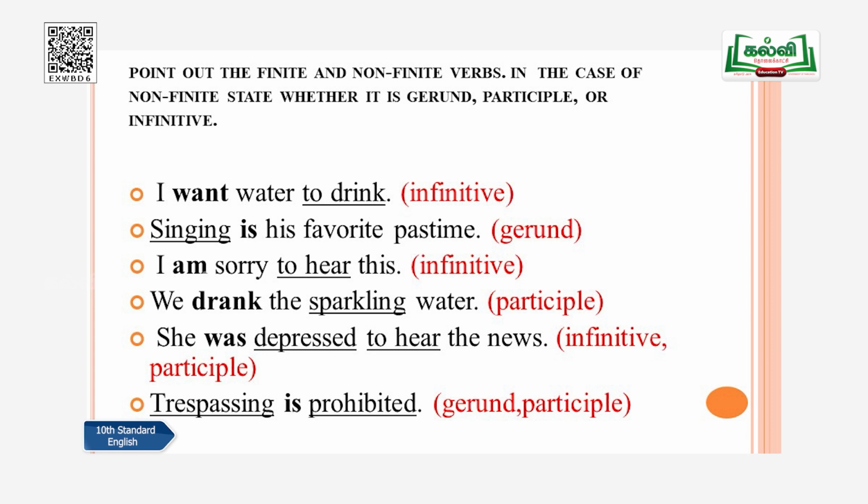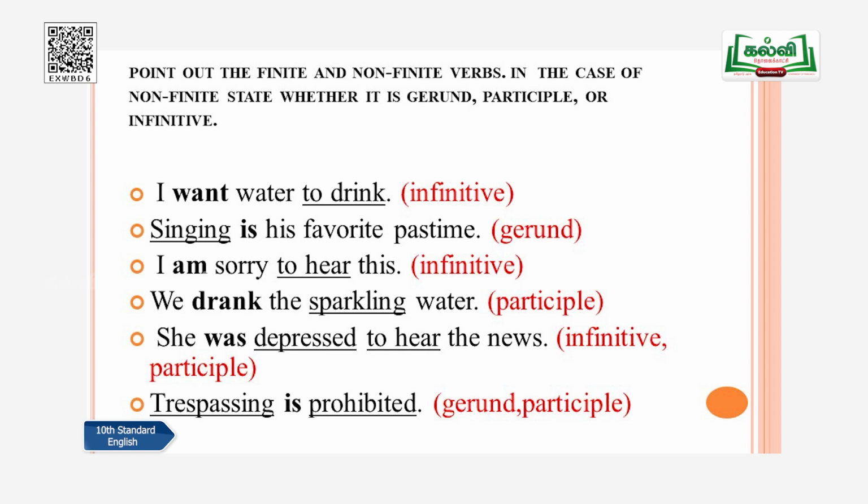Okay. Now the next sentence is, we drank the sparkling water. So drank is a finite verb. Sparkling is a non-finite verb. Very good, children. Now what is the kind? Participle. Very good. Now are you able to distinguish between participle and gerund? Do you understand that why the sparkling is not a gerund? Because gerund acts as a noun. Participles act as an adjective. Here sparkling water. So it modifies the noun water here. Hence it is a participle, not gerund.